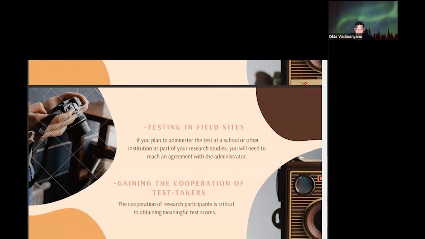And the last, winning the cooperation of test takers. The cooperation of research participants is critical to obtaining meaningful test scores. Before administering the test, ask yourself how you can win their cooperation and motivate them to perform at the highest level, in the case of an ability test, or in an honest way, in the case of a personality, attitude, or interest test.